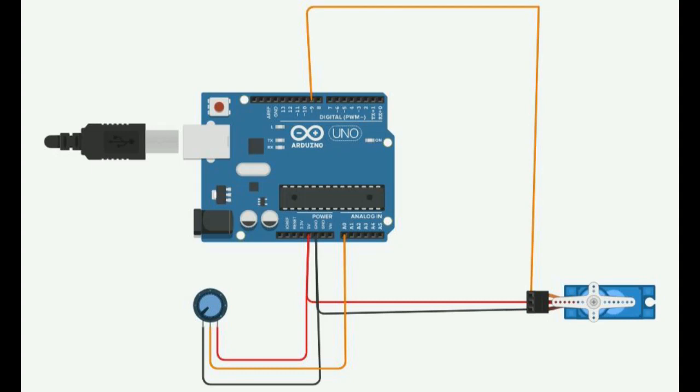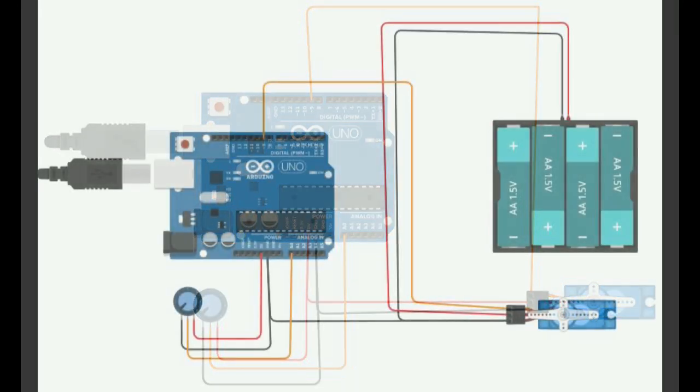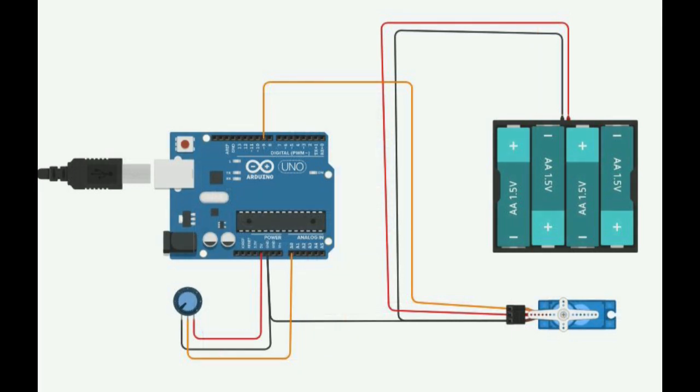Number one is power supply. Actually, our Arduino board is supplying around 20 milliamperes of current through its output pins, but our servo motor tends to drain more current than that. So what we need to do is supply additional power through batteries like this.